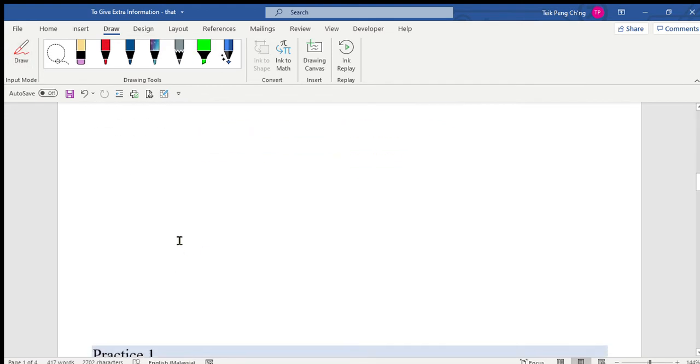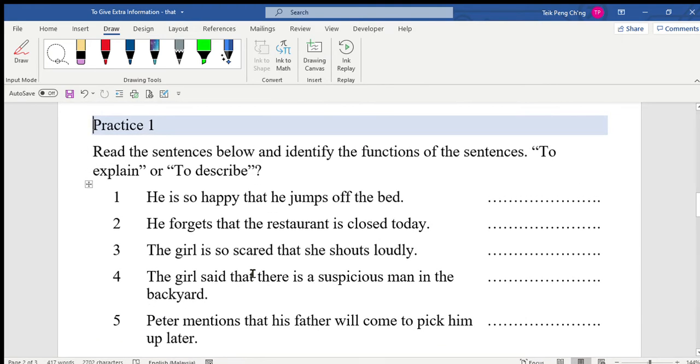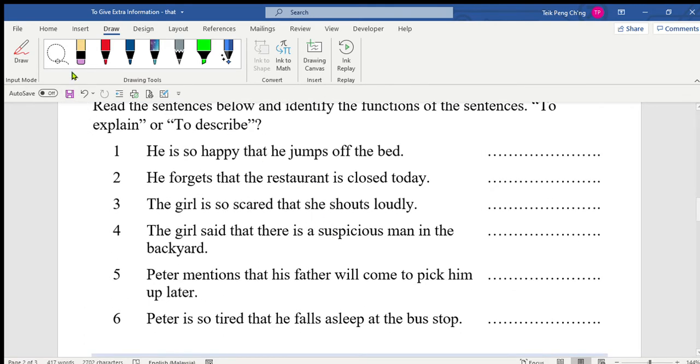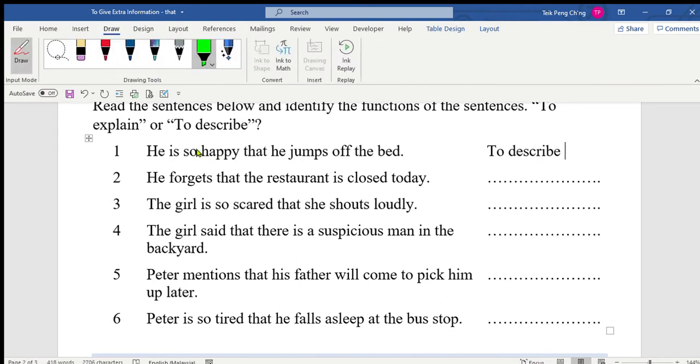Now let's look at practice number 1. Read the sentences below and identify the functions of the sentences: to explain or to describe. He is so happy that he jumps off the bed. So this sentence is to describe. It describes how happy he is. He is so happy to the extent that he jumps off the bed.